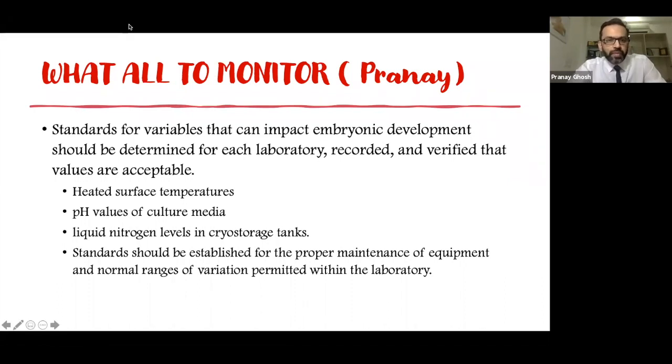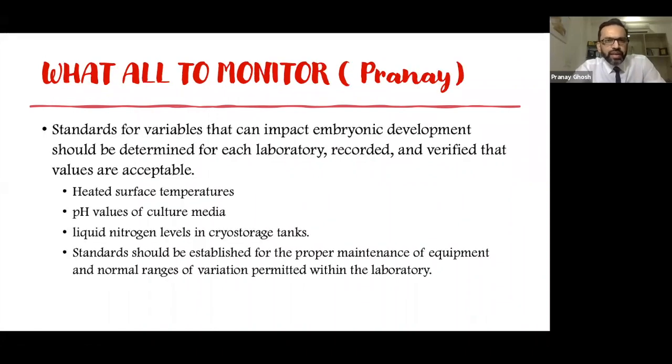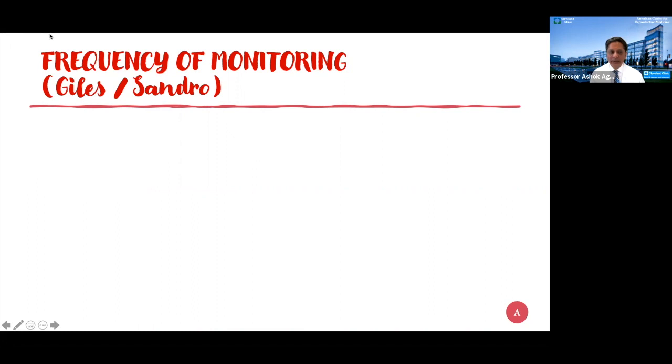When we talk about equipment monitoring, we have real-time monitoring, which can be done using modern web-based systems, with data that can be accessed remotely from the internet, and alarm systems that can warn us about equipment malfunctioning or breaking down. Inside the embryology lab, you need to do a variety of checks on a daily, weekly, and regular basis.